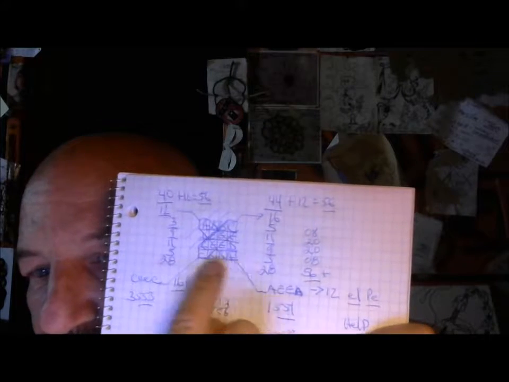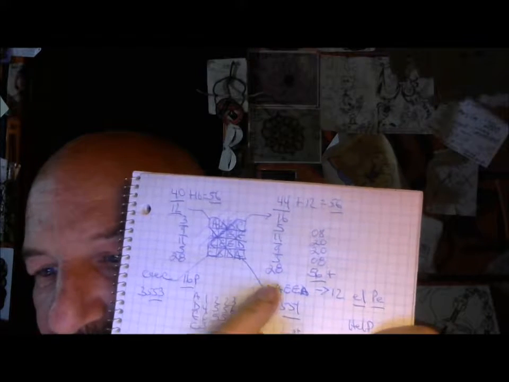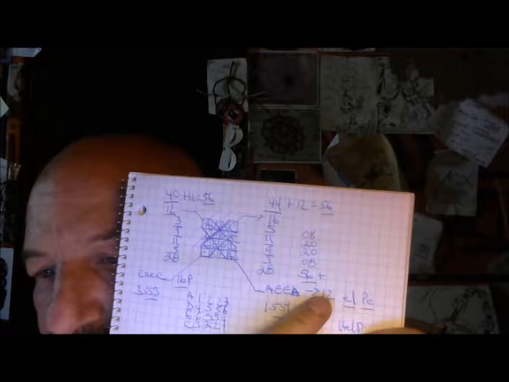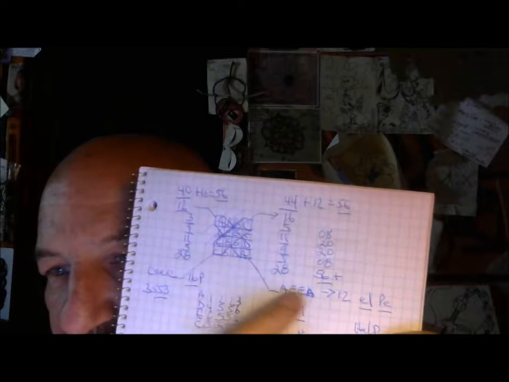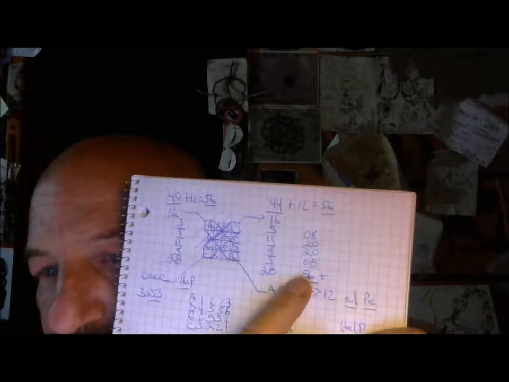Your total here on this line, okay, is 8. On this line is 20. On this line is 20, is 8, is 56. Now, the diagonal line down this way equals 12. The diagonal line down this way equals 12, equals 68. That is your communication, okay?